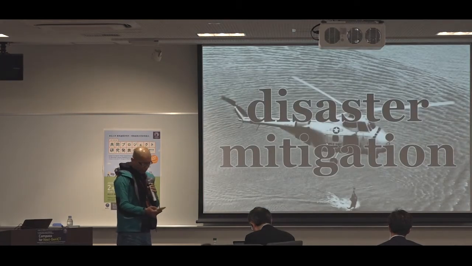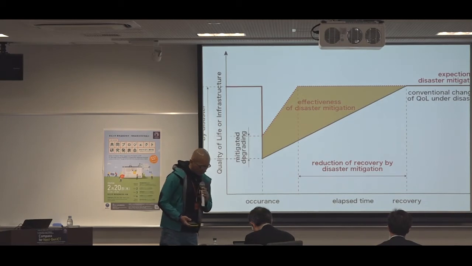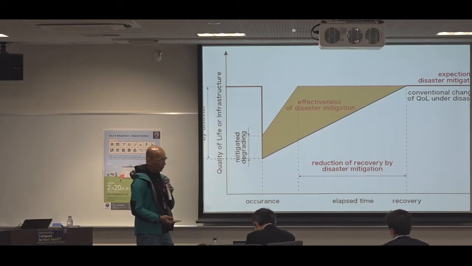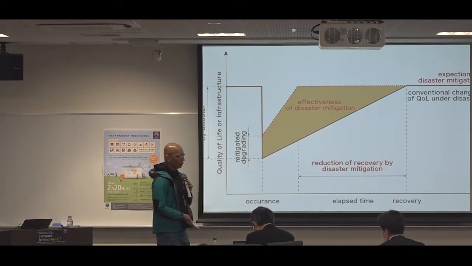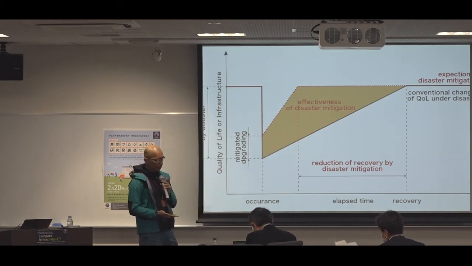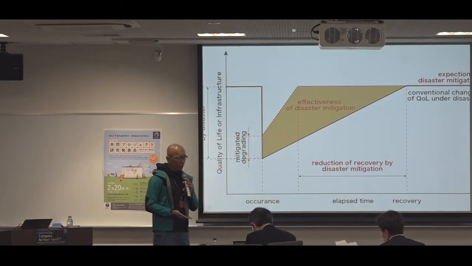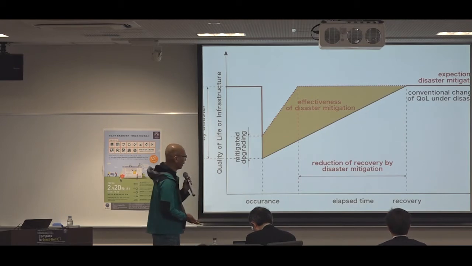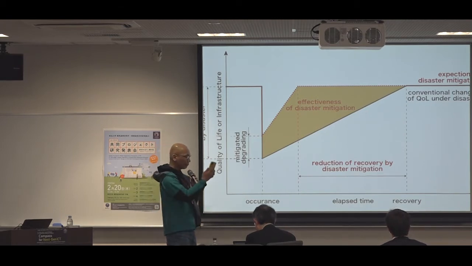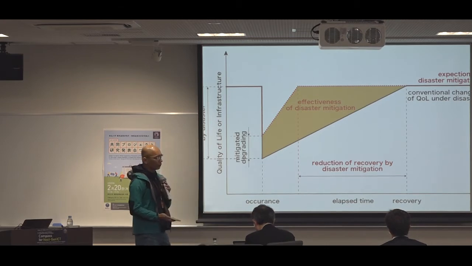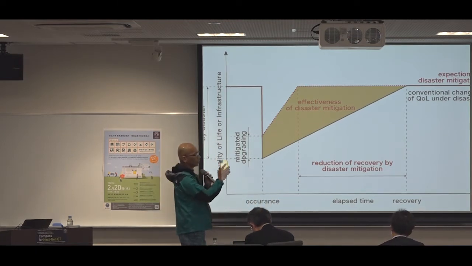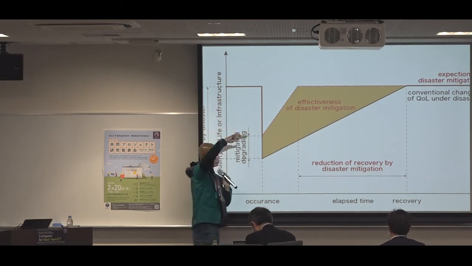Disaster mitigation is frequently depicted by this kind of diagram. The horizontal axis means the elapsed time, and the vertical axis means the quality of service or life or anything else. Before a disaster occurs, the quality of the service or quality of life is maintained in a steady state.